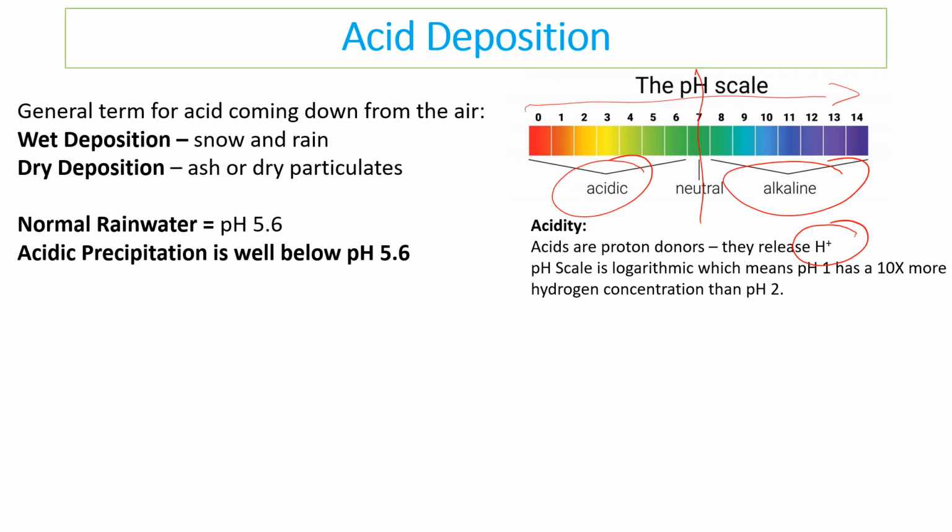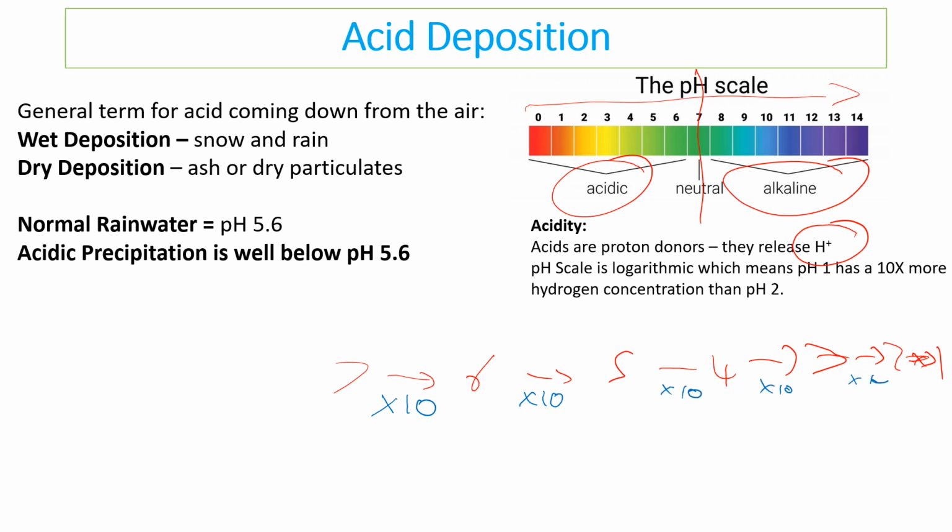And effectively, the pH is a logarithmic scale. So as I go from pH 7 down to pH 6, down to pH 5, down to pH 4, 3, 2, to 1, each time I do that, the number of hydrogens is increasing 10 times. So the number of hydrogens is going up by 10 because it is logarithmic. So pH 5 is 10 times more hydrogens than pH 6.